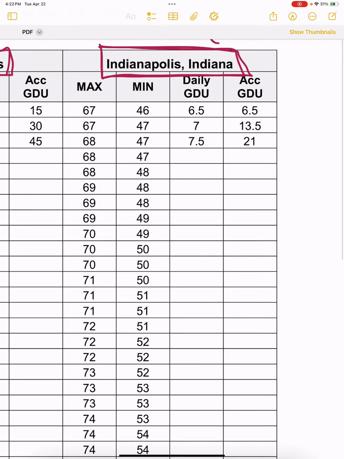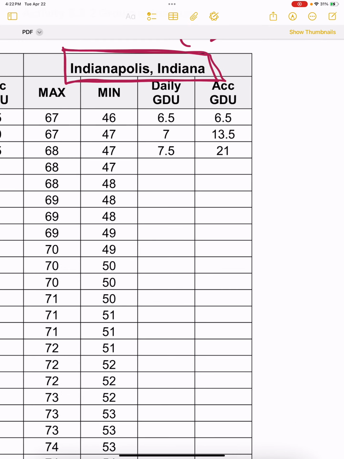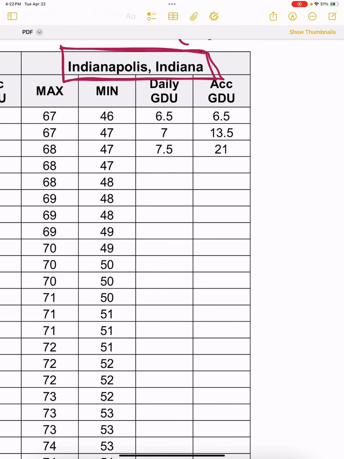I'm going to start with Indianapolis. So we've got our maximum temperature, our minimum temperature, and we've got a column for daily GDUs and accumulated GDUs. So I'm going to start here. We've got 68 plus 47 divided by 2 minus 50, which is going to give us 7.5. Now you can have half-day GDUs. You can have 0.5 GDUs. That's going to give us 7.5.